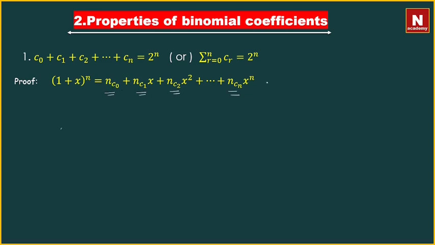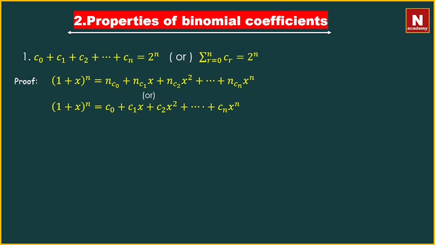We can write nC0 simply as C0, nC1 as C1, nC2 as C2, and so on, nCn as Cn. So the same expression we can write simply as (1 plus x) whole power n equals C0 plus C1 x plus C2 x square plus so on Cn x power n.